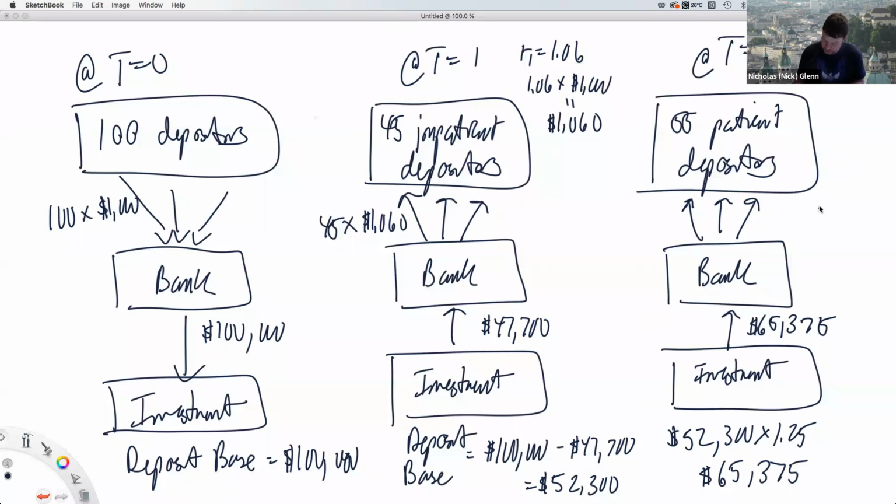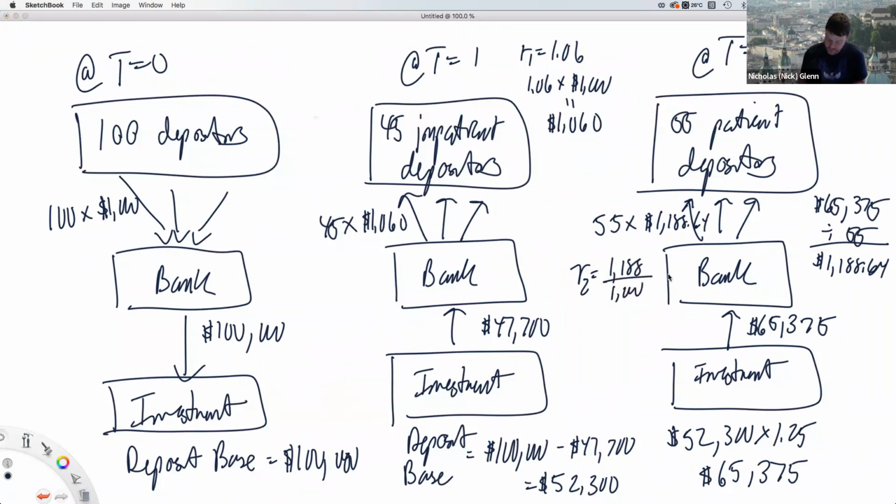And so what do you need to do to get this? Well, you just take the 65,375, divide it by 55, and what you'll get is 1,188.64. So each of these 55 depositors will get 1,188.64. So what's the return here? To get the return, you just take this 1,188, divide it by 1,000, and then the return is going to be 1.19. So that's the answer for the first part of this.